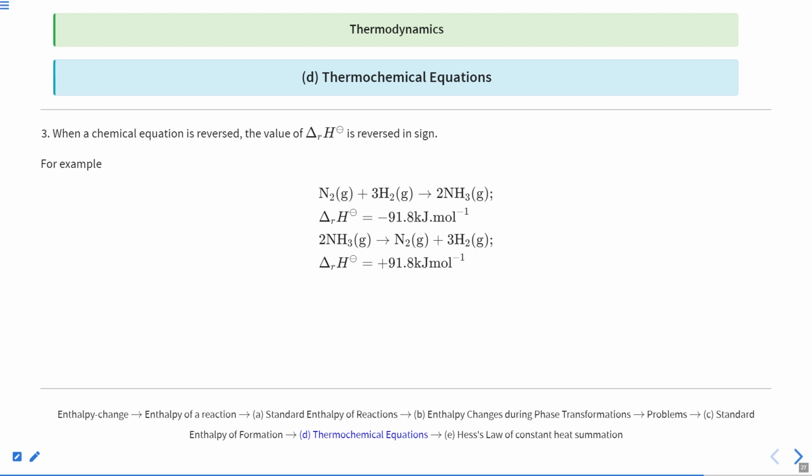Next, if you have a reaction and you are reversing the reaction, then the enthalpy change for that reaction will have the negative value of the initial value. Suppose this is the formation of ammonia, and the enthalpy change is minus 91.8 kilojoule per mole. Suppose you are converting this reaction into the decomposition of ammonia, then your sign will change. It will come with a negative sign.